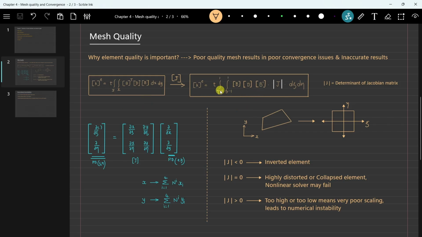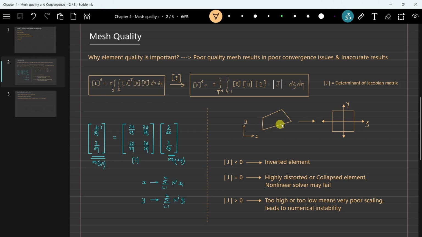So this right side form of the element stiffness matrix, we have written in the form of natural coordinates zeta eta, and we have this determinant of Jacobian matrix. And we also understood the physical significance of this Jacobian matrix. Basically, the Jacobian matrix relates partial derivatives of global and natural coordinates. So we know this is a mapping. Basically, Jacobian is the mapping between global and natural coordinates.